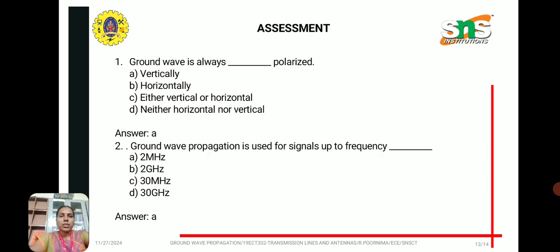So let's take the assessment. The first one: the ground wave is always polarized. Which is the correct answer? Vertical or horizontal, either vertical or horizontal, neither horizontal nor vertical. The option is A, vertically polarized. Second: ground wave propagation is used for signals up to 2 MHz, 2 GHz, 30 MHz, 30 GHz. The answer is option A, 2 MHz.